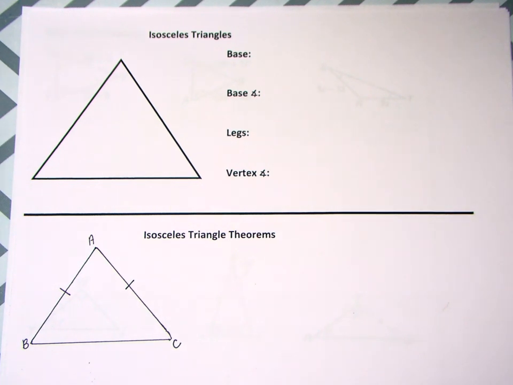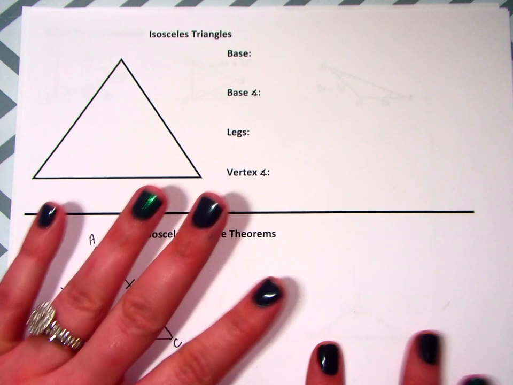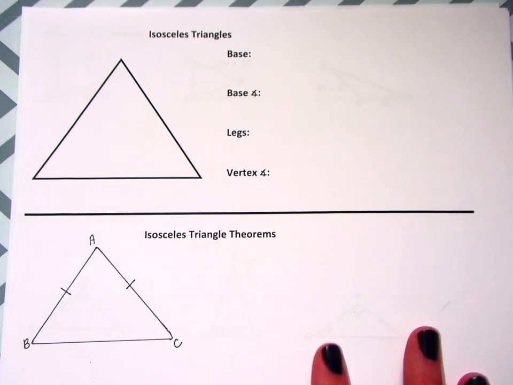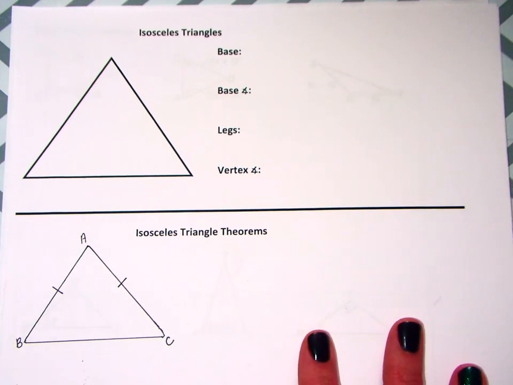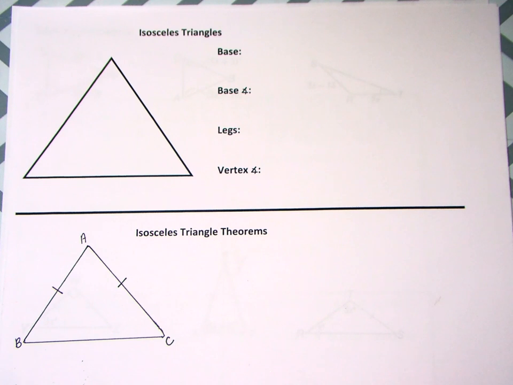Today's lesson is for notes on page 37 in your spiral notebook. So right now you should have this paper out on your desk, and what we're going to do is fill in this page of notes regarding isosceles triangles together. First thing is we should already know that isosceles triangles have two congruent sides, and if you didn't know, they also have two congruent angles.